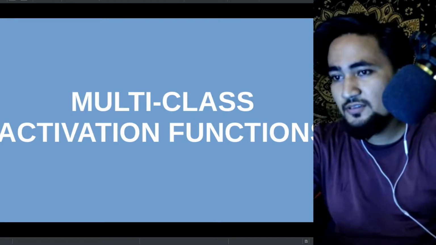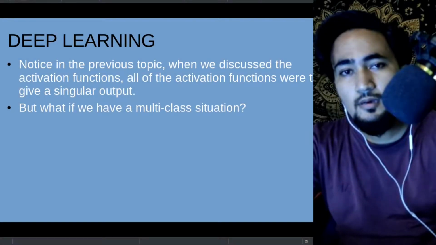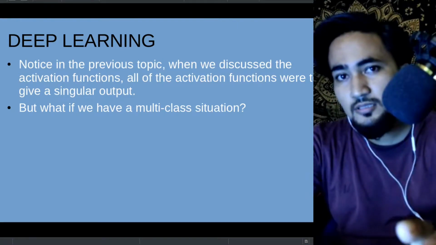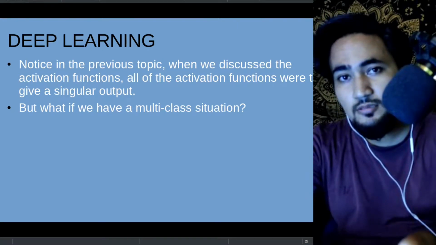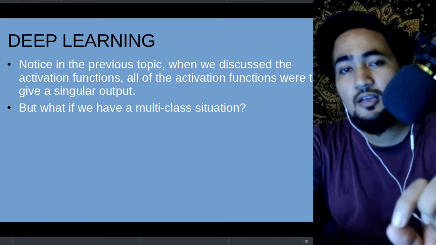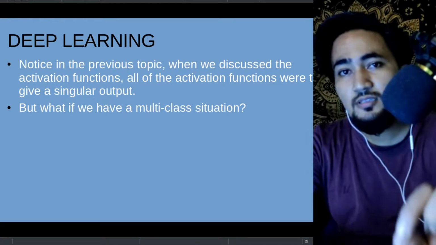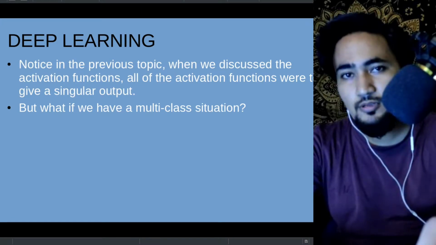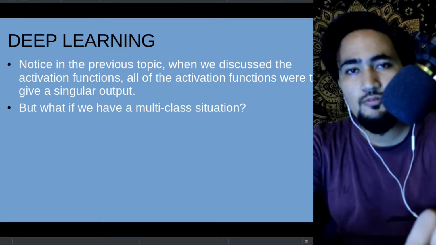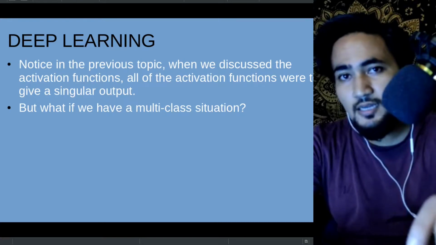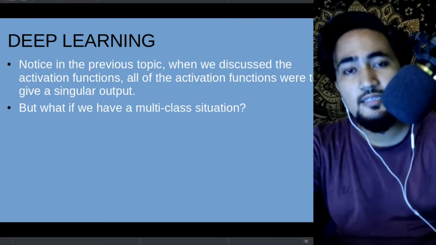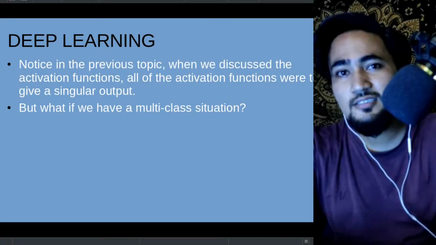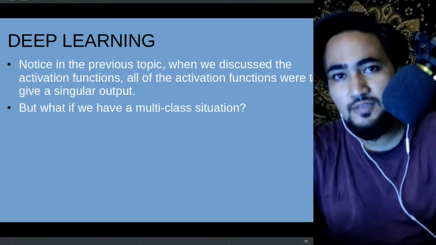Multi-class activation functions. Notice that in our previous topic we discussed neural networks where we had only a single output, that is, the output of a neuron was a single node. But what if we need more than one output from a single neuron? So there comes the idea of multi-class activation functions. Let's discuss where the idea of multi-class activation functions comes in.